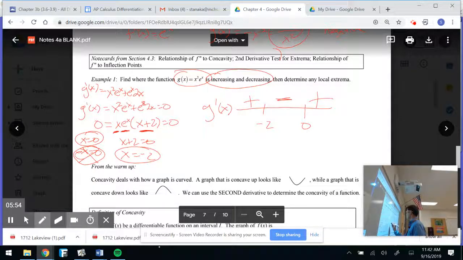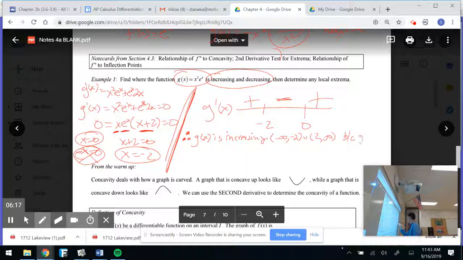Okay, g of x, let's have our conclusion. Therefore, g of x is increasing, because they asked me where g of x is increasing and decreasing. It is increasing from -infinity to -2 union 2 to infinity. And we always want to justify, because g prime of x is greater than 0. You never want to just say, check out that sweet sign analysis. We always want to make sure we justify, okay?